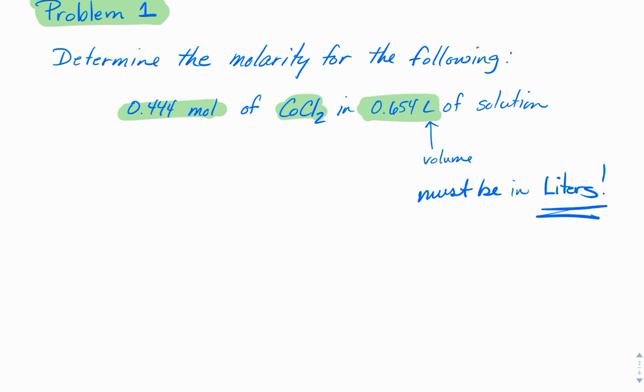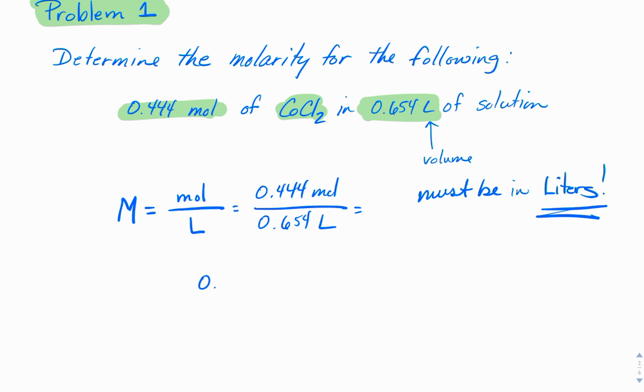Okay, so to calculate that, we're going to use our very simple formula: molarity equals the moles of solute divided by the volume in liters of our solution. This is actually a quite simple problem. We just put our 0.444 moles divided by our 0.654 liters, and that will give us a value in 3 sig figs of 0.679, and capital M will be our unit, and you should always say of what solute formula.